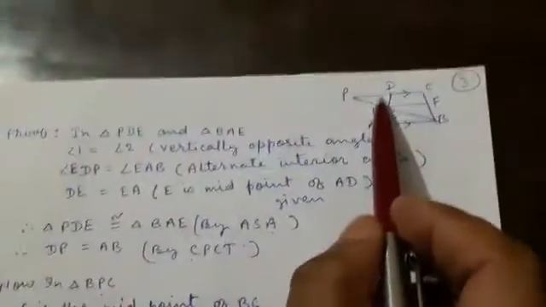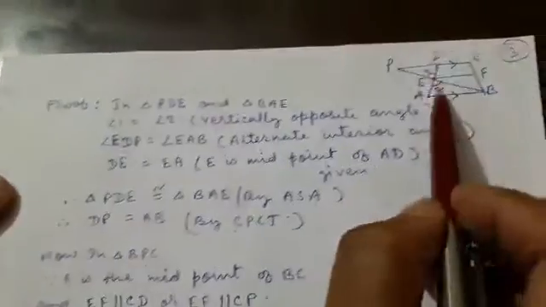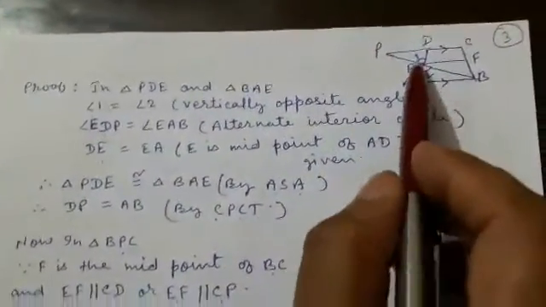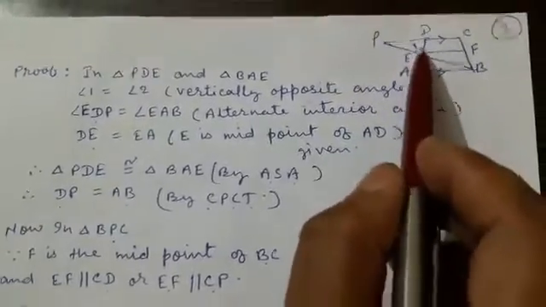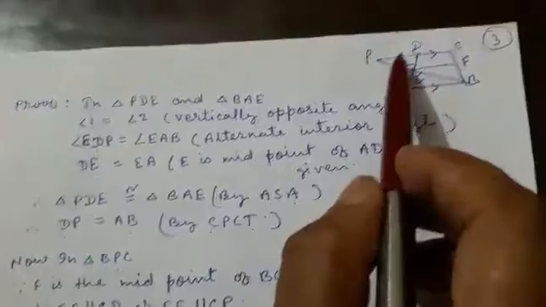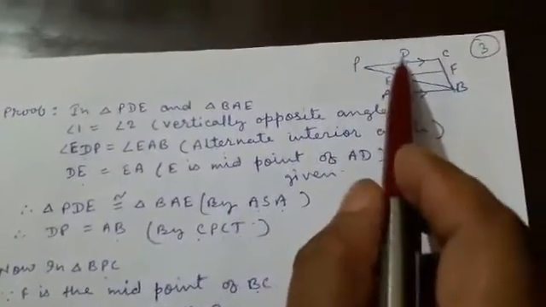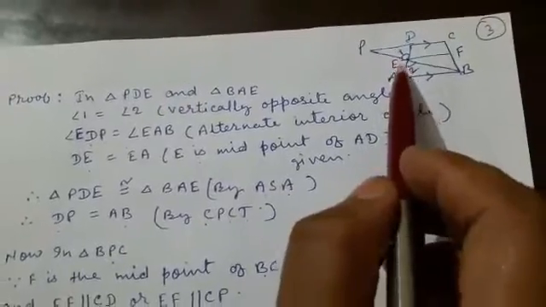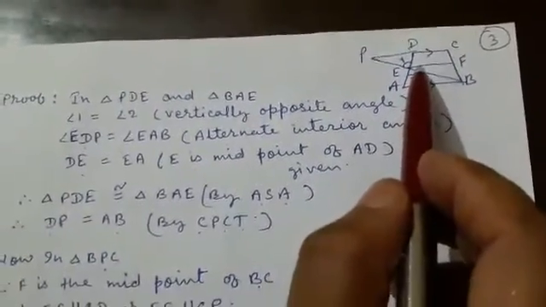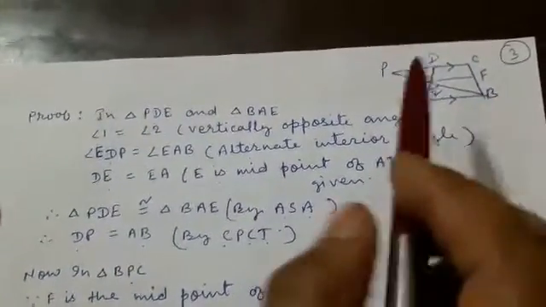This triangle PDE and triangle BAE, these two triangles, we are going to compare. Let us see. Angle 1 is equal to angle 2 because both are vertically opposite angles, so they are equal. Then angle EDP and angle EAB, both are alternate interior angles, so they are equal.